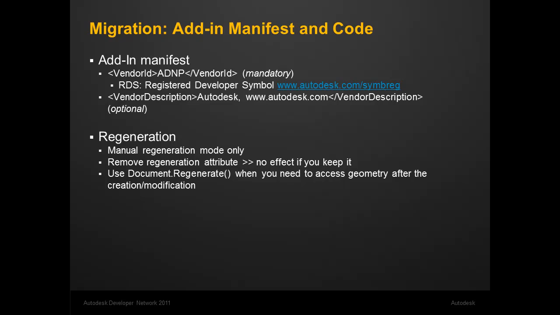In Revit 2012, automatic regeneration mode has been removed, and only the manual regeneration mode is supported. If your add-in makes changes which affects the geometry of elements or even creates geometry elements, you will need to call the document.Regenerate method explicitly to be able to access the geometry resulted by your modification or the creation. From the existing code, you can simply remove the regeneration attribute. Revit will not complain if you keep the attribute in the code, but it will simply have no effect.